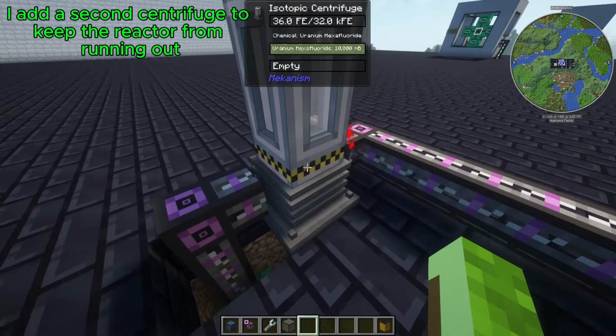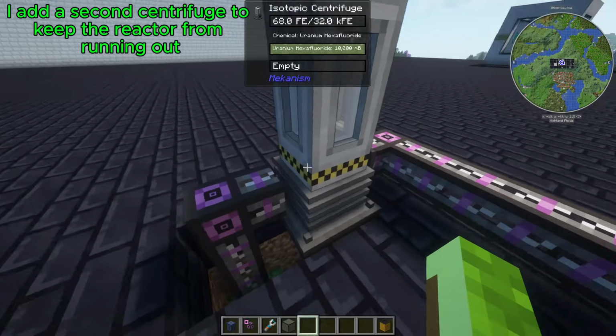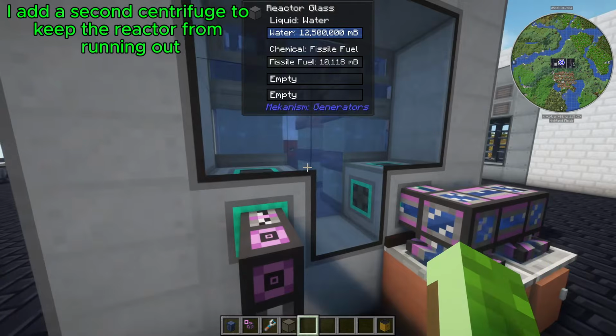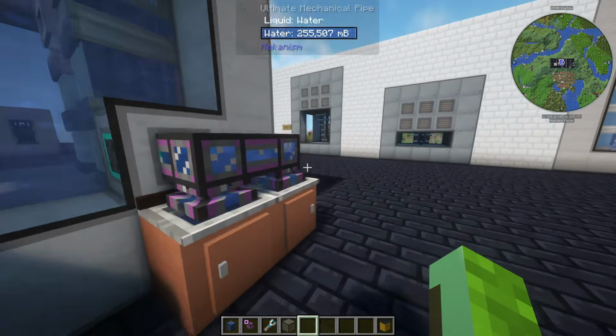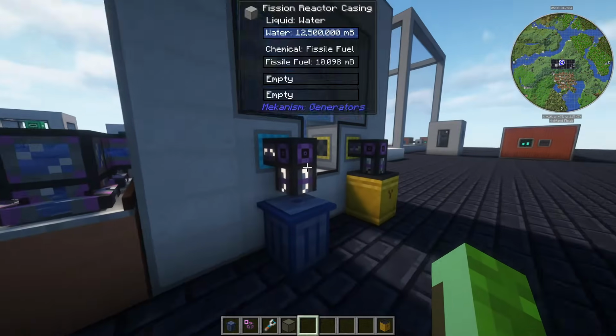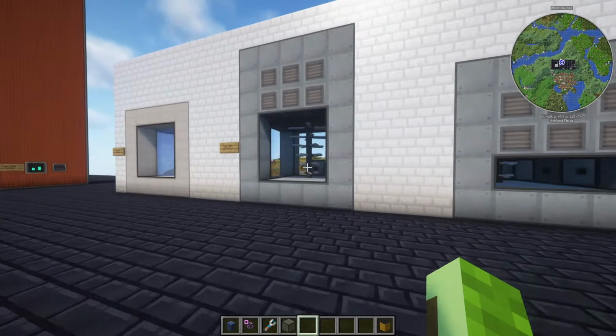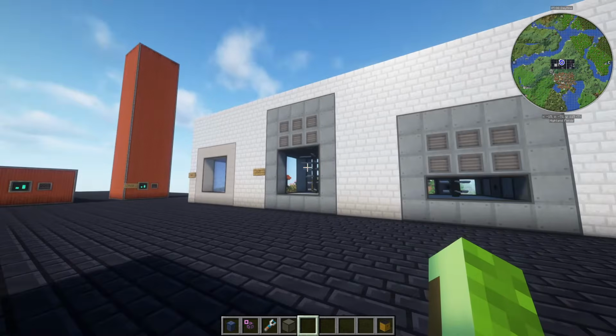So what's happening now is the uranium hexafluoride is actually creating fissile fuel. The fissile fuel is then being exported into the fission reactor, and the fission reactor is burning the fuel, creating steam. Now, this doesn't create power necessarily on its own. You actually have to use the steam with a turbine to actually create power, and I'll go ahead and show you how to do that now.